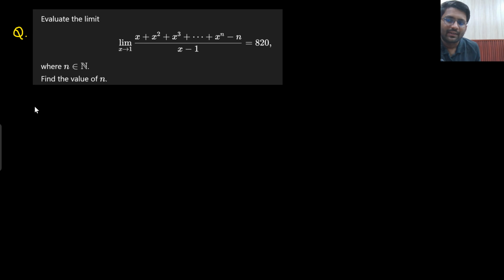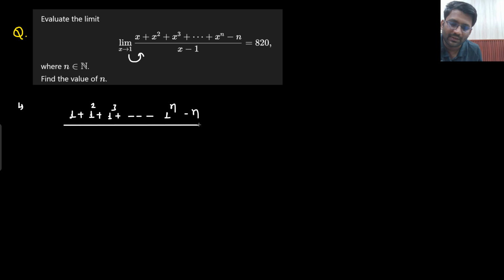L'Hopital only will work here. How will L'Hopital work? Let's put the limit here directly. So what will I get? 1 plus 1 square plus 1 dot dot dot 1 to the power n, so this was 1 square 3, right? Minus n divided by 1 minus 1.